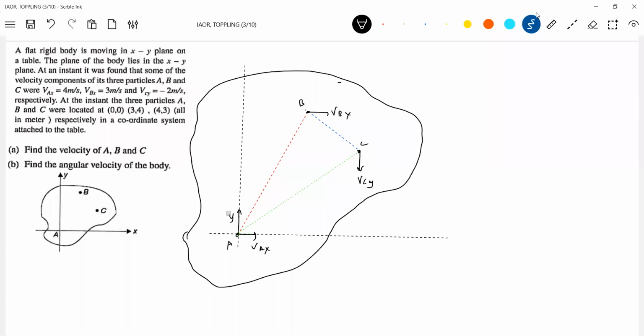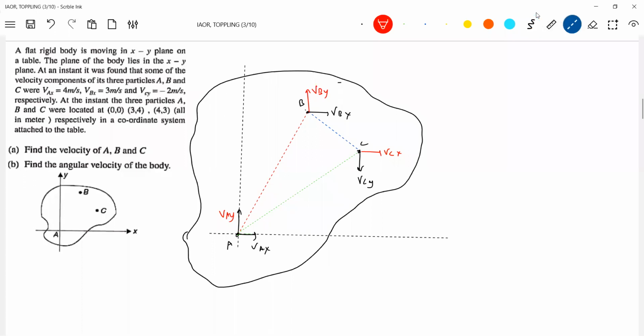I assume things, I'll put a red mark. VAY, VBY, VCX. So what should be the distance between any 2 points? It should remain the same. Therefore, the component of velocity of A along line AB should be equal to the component of velocity of B along line AB. But we don't know those angles. I think we can get those angles.